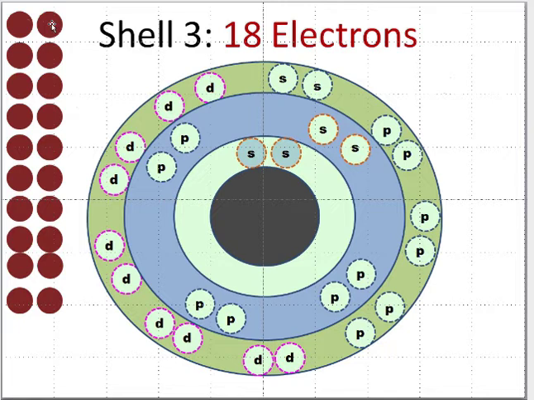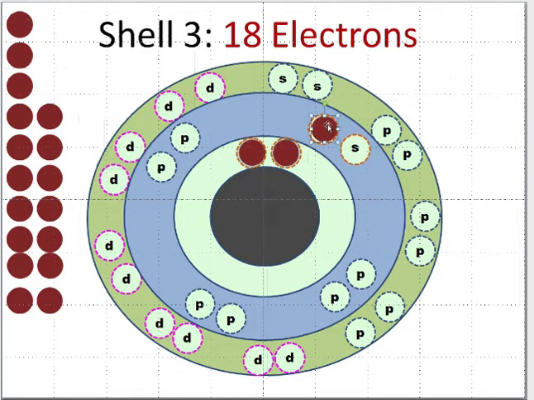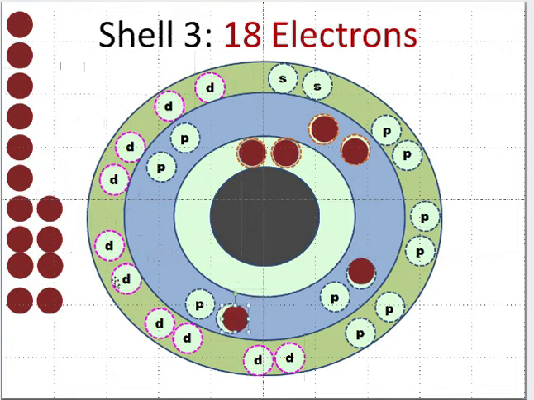Okay, electron number 1 goes into the s orbital in the first shell. Electron 2 into the s orbital in the first shell. Electron 3 into the s orbital of the second shell. Electron 4 into this s orbital. Electron 5 into this p orbital. Electron 6 into this p orbital.